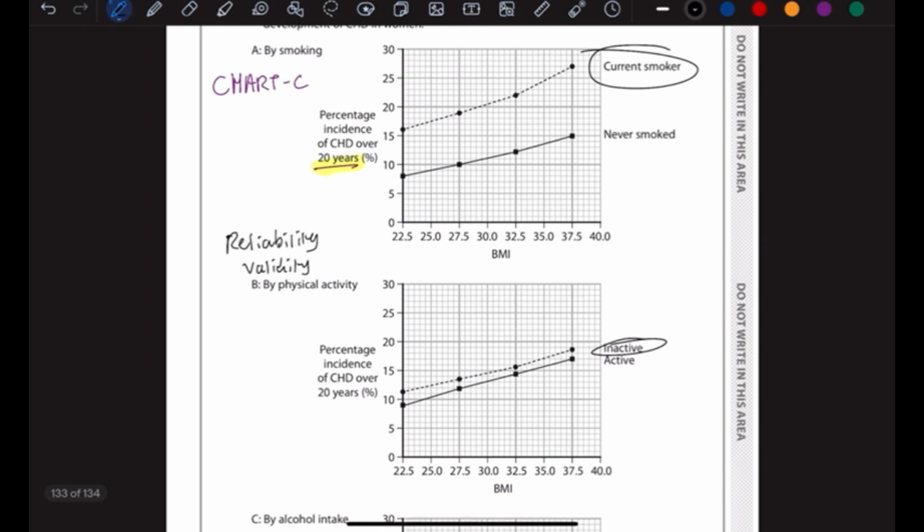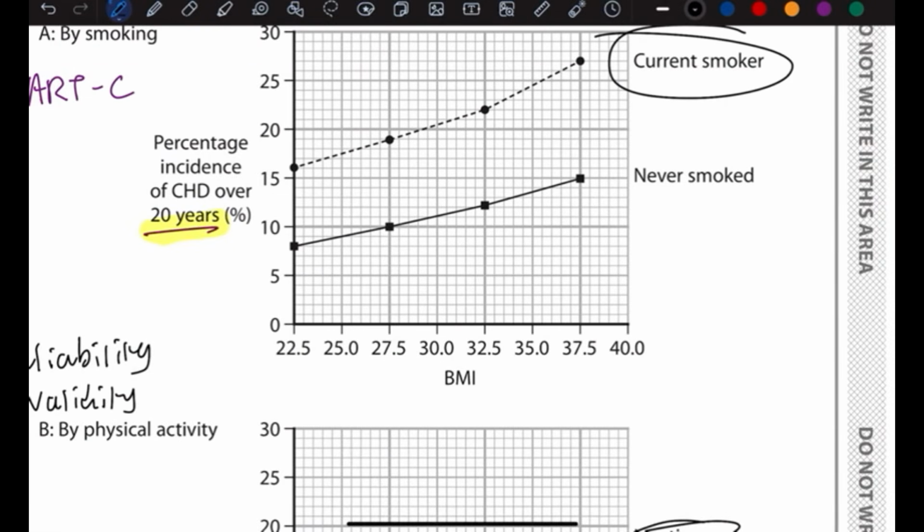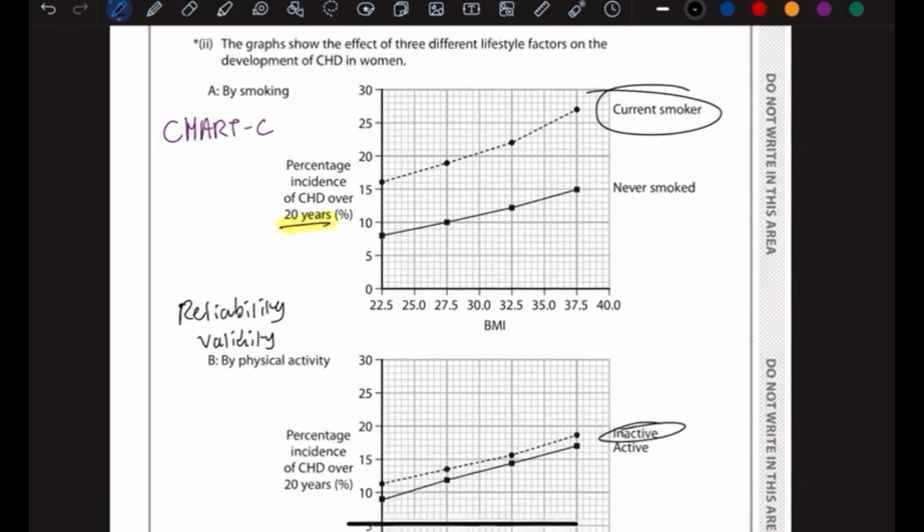Cool. I would also maybe throw in a calculation. I think a calculation from this graph would be relatively easy to do. For example, you could look at current smoking at 37.5 and never smoking and just do a calculation of the difference between that. That's easy enough for the mark.